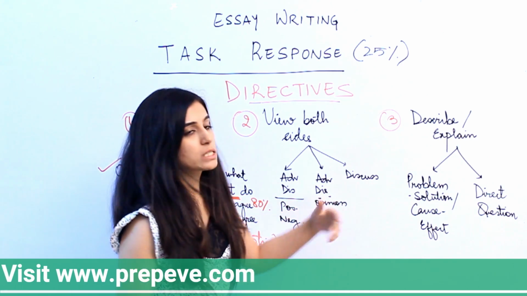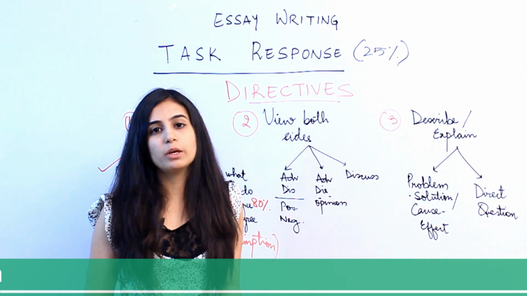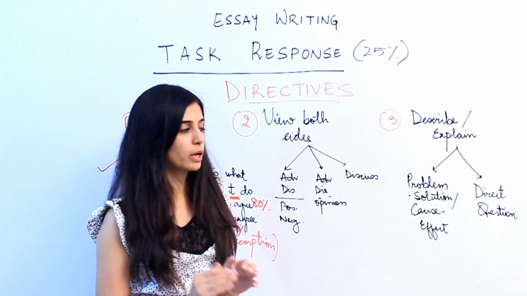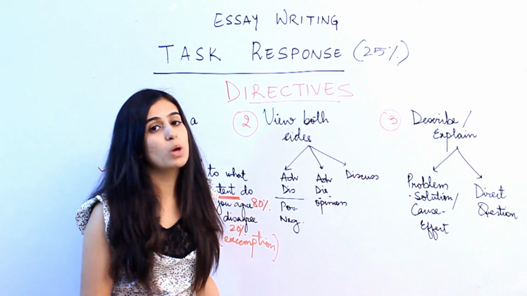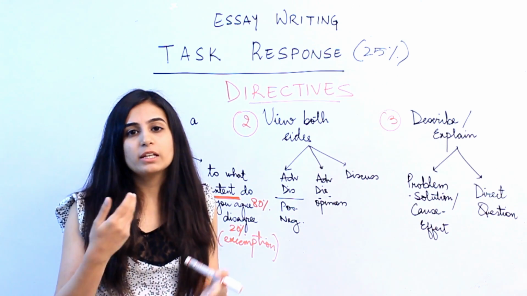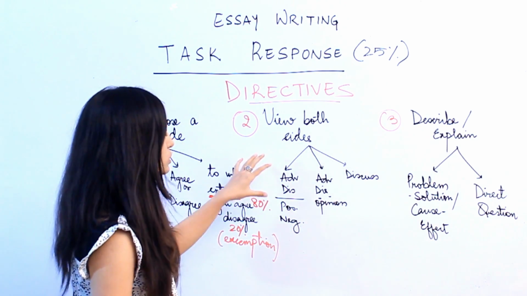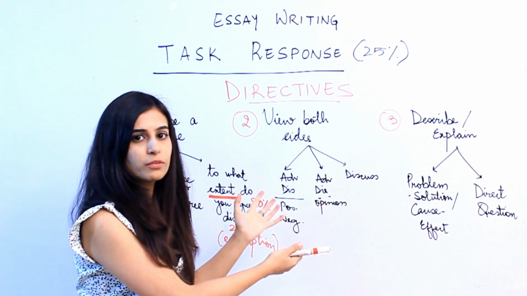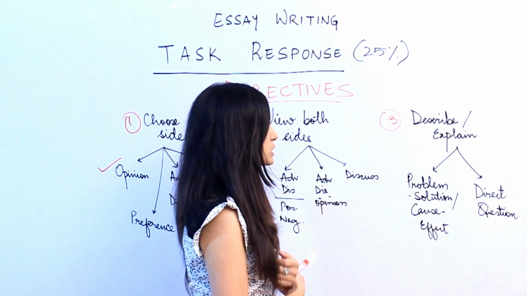Third type is discuss. You have to discuss a particular topic at hand, and when you discuss something, you obviously tell about both the advantages and disadvantages of that topic. This has slight variation wherein they can also ask you whether the advantages are more than the disadvantages or lesser than the disadvantages. So these are the things that you have to focus on here. So this is more of weighing both the options, advantages as well as disadvantages.